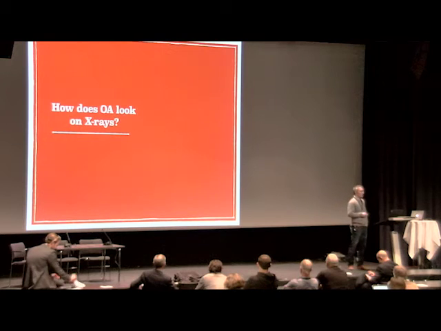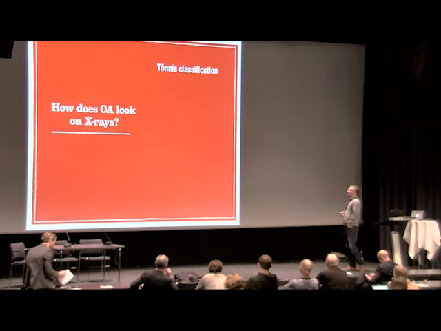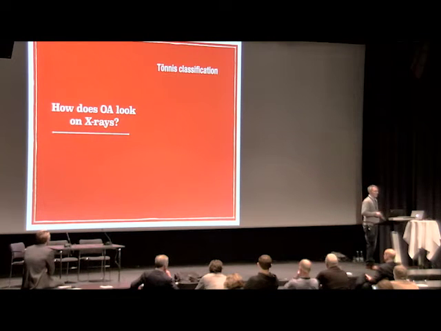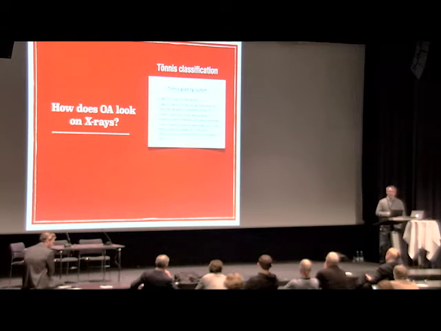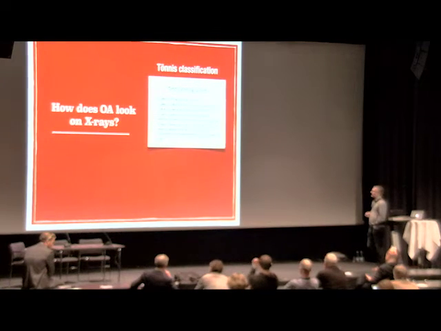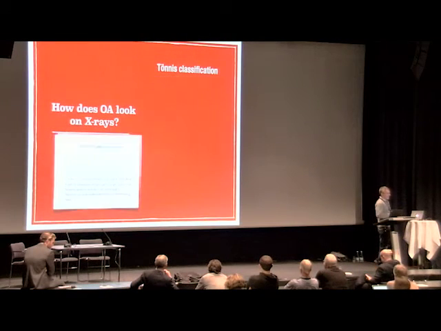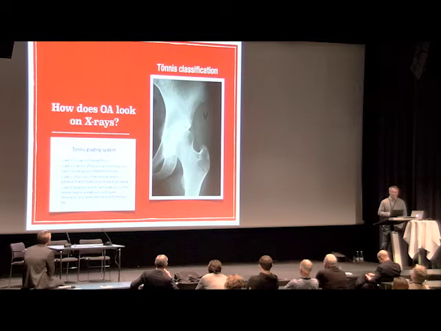And what do we look at when we look for OA on the X-rays? I use the Tönnis classification, and you can use others, but for this talk I'll just use this one. It's a grading system, and it's basically divided into 4 grades. Grade 0 is no signs of osteoarthritis, and it might look like this.